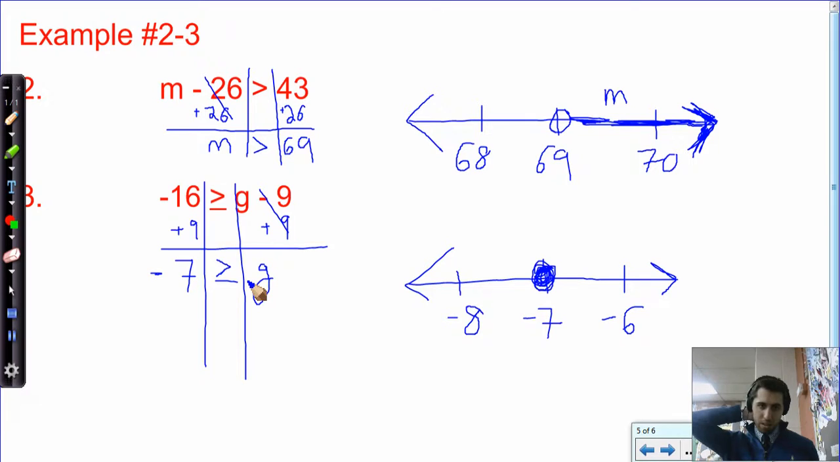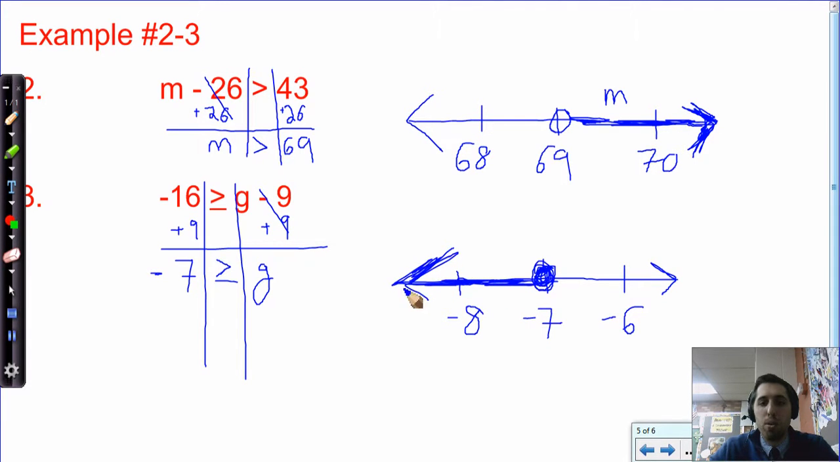G could be equal. But here's the thing, we need to read and figure out what could G be. So one way to do this is to read it from right to left, and G is on the smaller side of this symbol, so it's less than or equal to negative 7. Another way to think about this is, which of these, negative 8 or negative 6, could I plug in for G and make this true? If I plug in negative 8, is negative 7 greater than or equal to negative 8? It is, so 8 should be shaded. That's a correct answer as well.